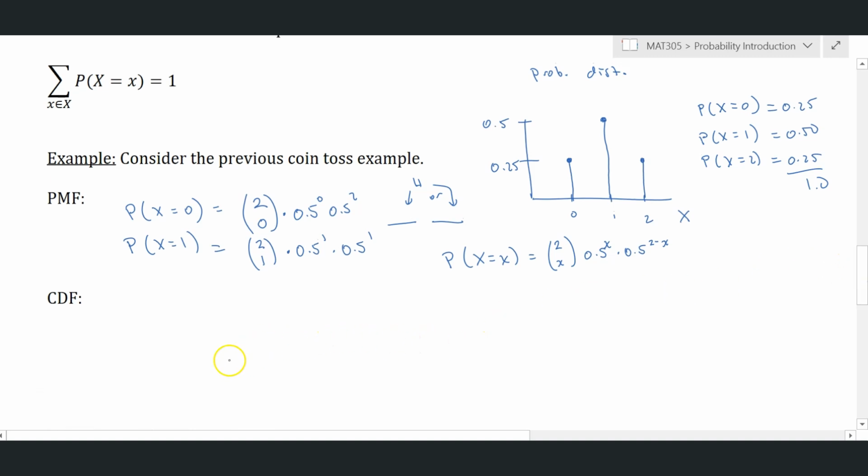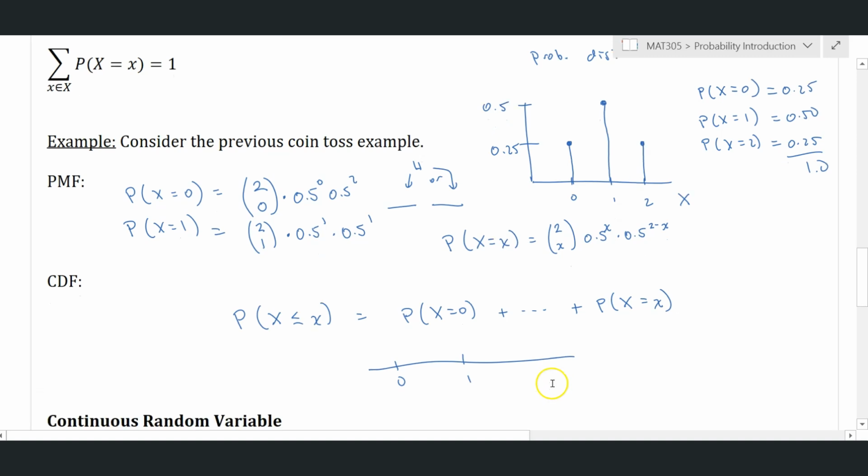And then to get the cumulative function, the probability that capital X is less than or equal to little x, well, then you would have to add the probability that x is equal to 0 plus ... plus the probability that x is equal to little x. So again, imagine that here we have 0, 1, or 2, and we want to know the probability that x equals 2, let's say. Well, then the probability that x is less than or equal to 2 would be this probability plus this probability plus this probability. And so we would need to add all of those together up until we have reached the particular value of x.